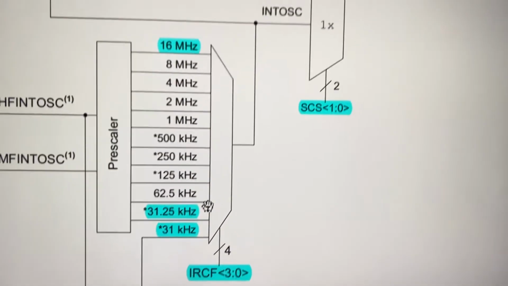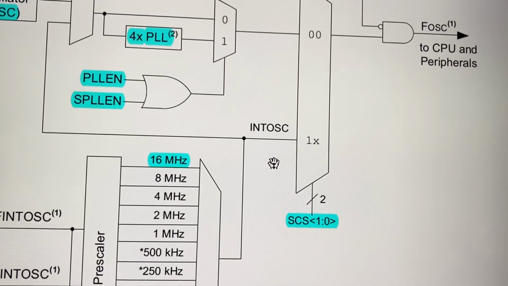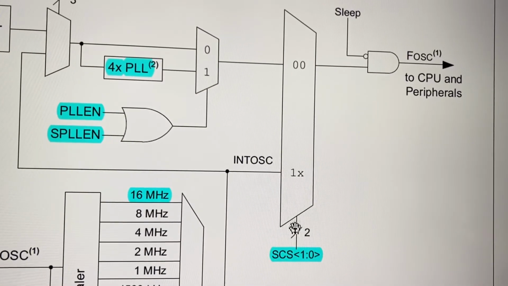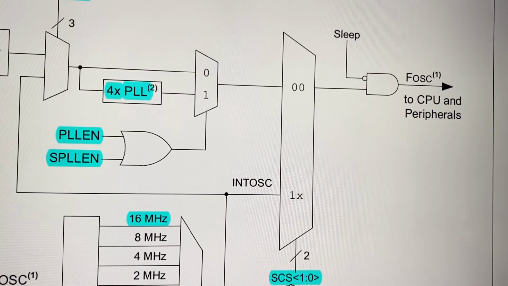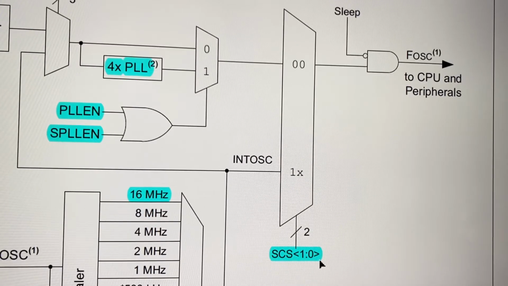Those frequencies go to another multiplexer where the register SCS, select clock source, with bits 0 and 1. These 2 bits select, when both bits are zeros, this input. When bit 1 from SCS is 1 and the other one is don't care, we will have the internal oscillator, the frequency from this module.